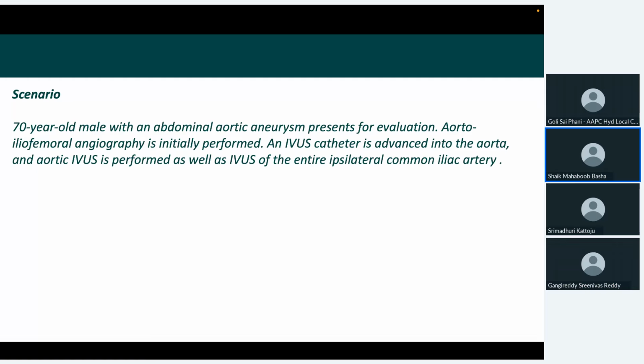So we do have two codes, 37252 and 37253. First the IVUS done in aorta, then common iliac. Before that, they have done aortoiliofemoral angiography. There is no therapeutic intervention done. Diagnostic angiography performed, after that IVUS to get the results. Now how will you code?